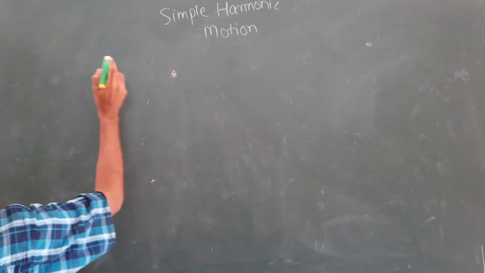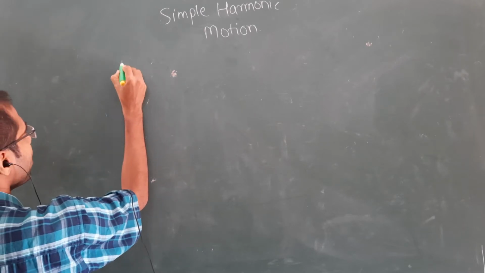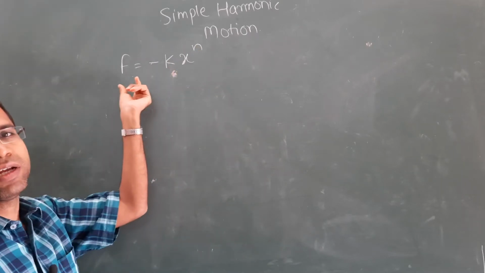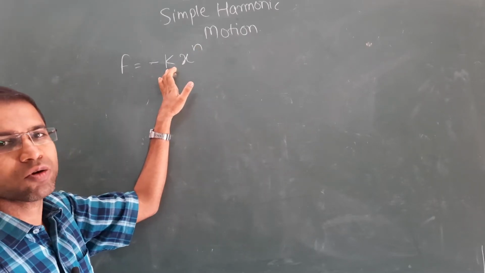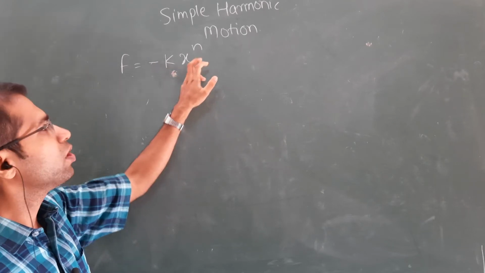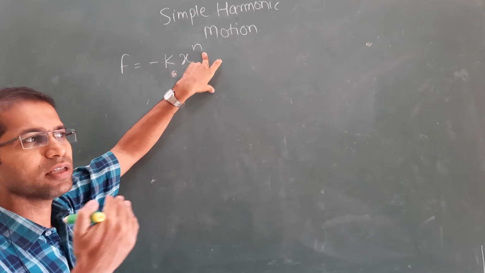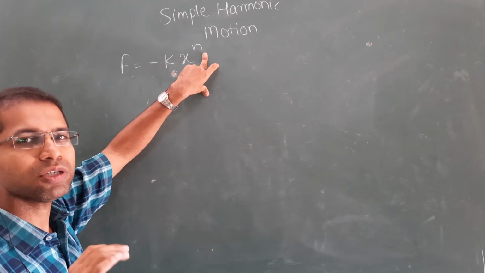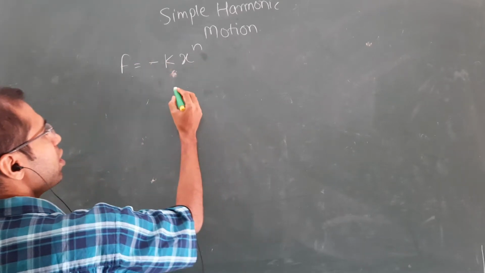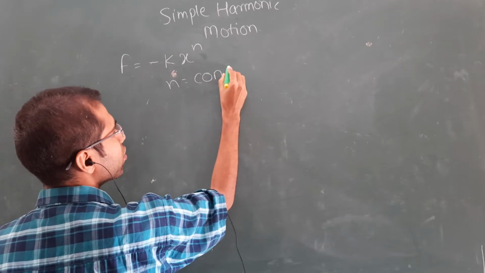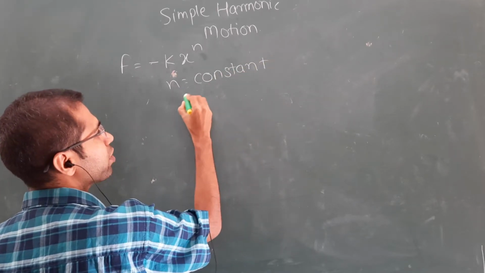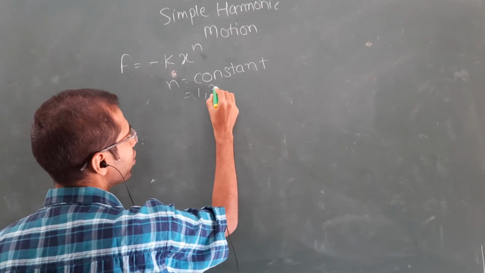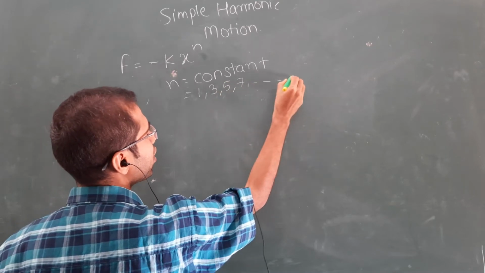Generally the harmonic equation is shown by F is equal to minus kx raised to n, where F is the force, k is a constant, and x is the displacement. Simple harmonic motion is a part of oscillatory motion, but all oscillatory motions are not simple harmonic motions. Here n is a constant, and we are taking only odd values: 1, 3, 5, 7 and so on.